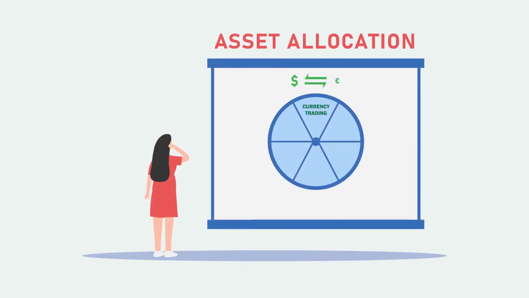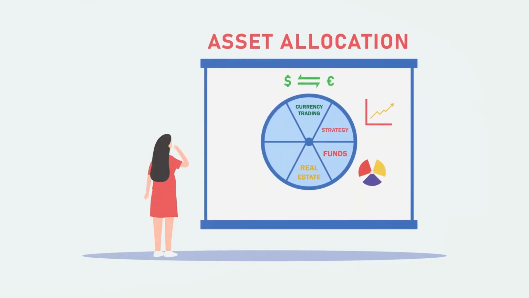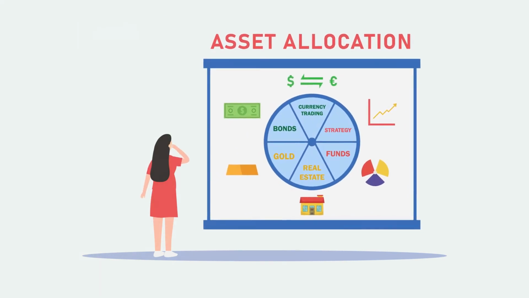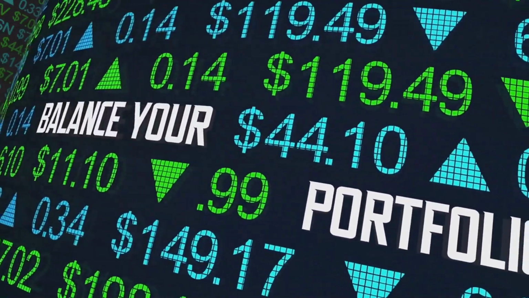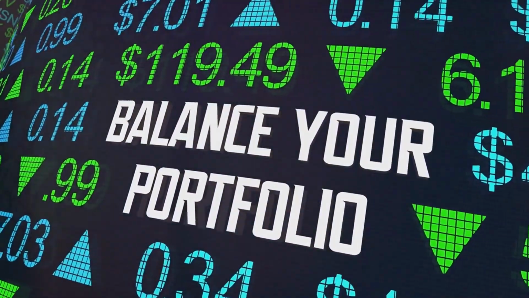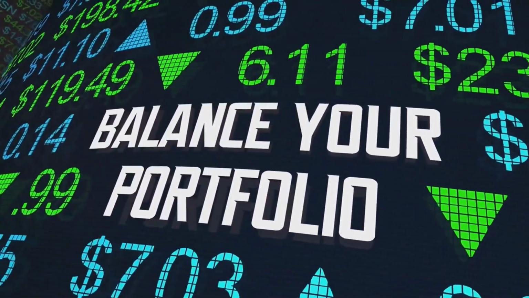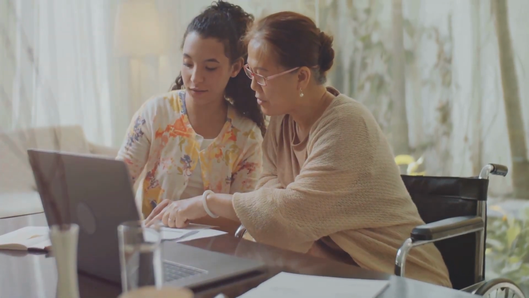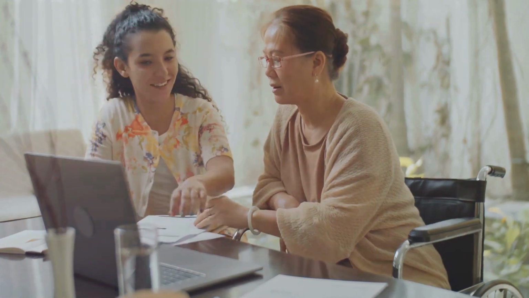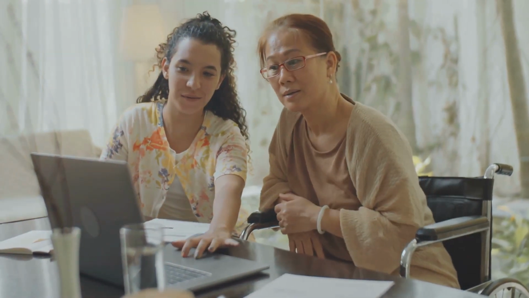Firstly, let's talk about asset allocation. This is the practice of spreading investments across various asset classes such as stocks, bonds, and cash equivalents. This strategy is built on the principle that different asset classes perform differently under varying market conditions. By distributing your investments, you can cushion your portfolio against market volatility and reduce potential losses. It's a bit like not putting all your eggs in one basket.